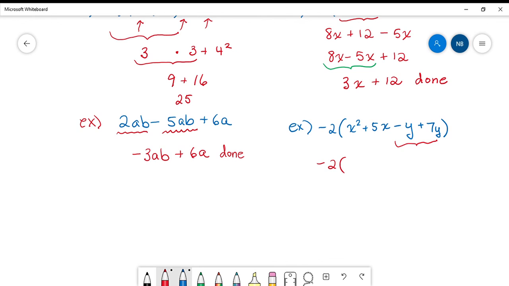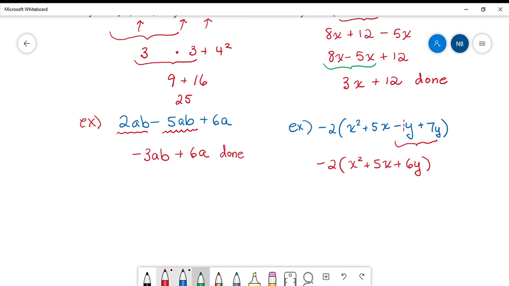So I'm going to recopy the negative 2, the open parenthesis, the x squared, and the plus 5x. And now I'm going to say, okay, I have negative 1y plus 7y. Remember that invisible 1 right there. Take away 1 from positive 7, and you get positive 6y. Notice we still have the parentheses with the negative 2 out front.